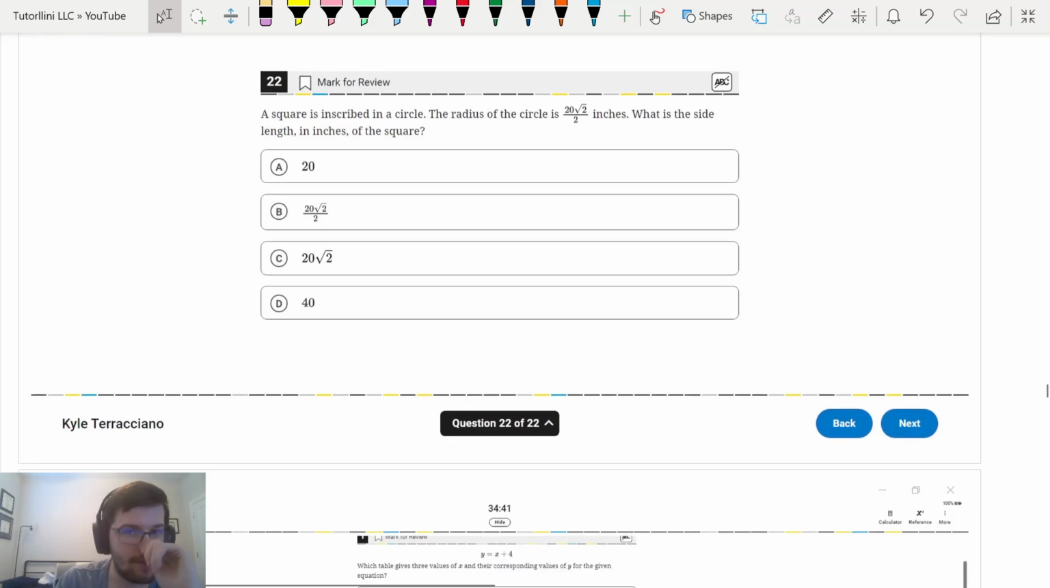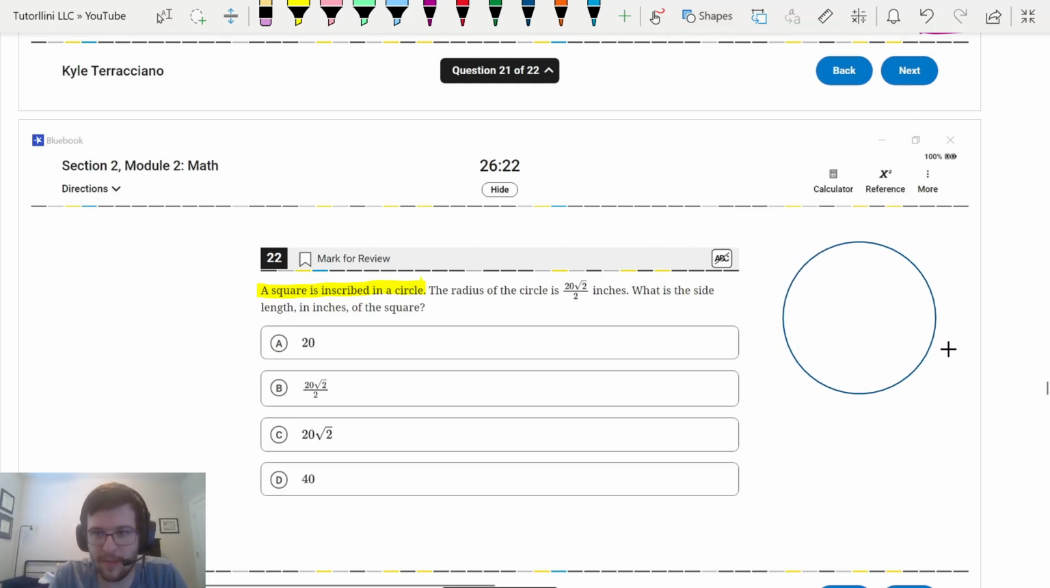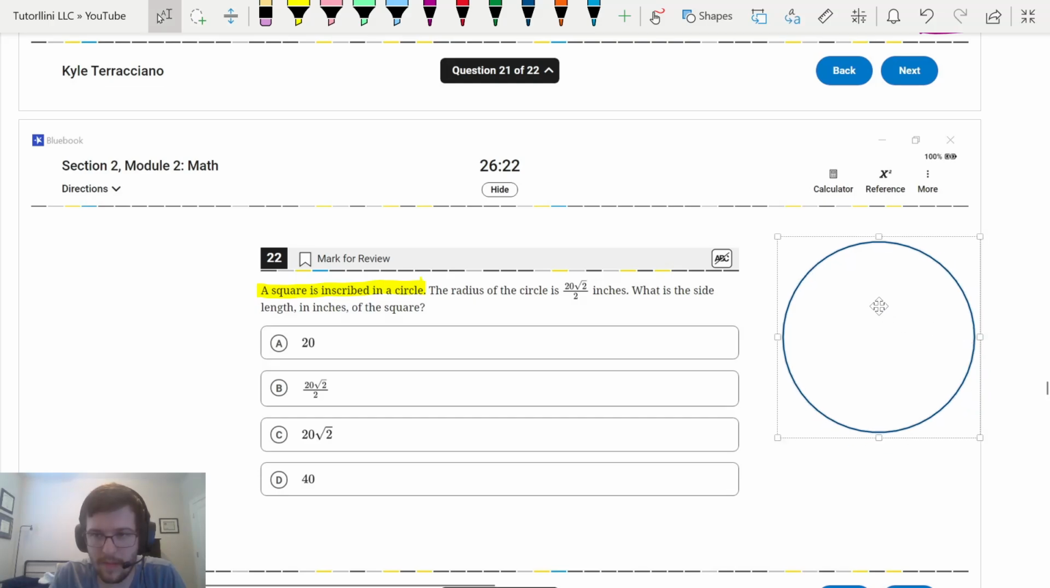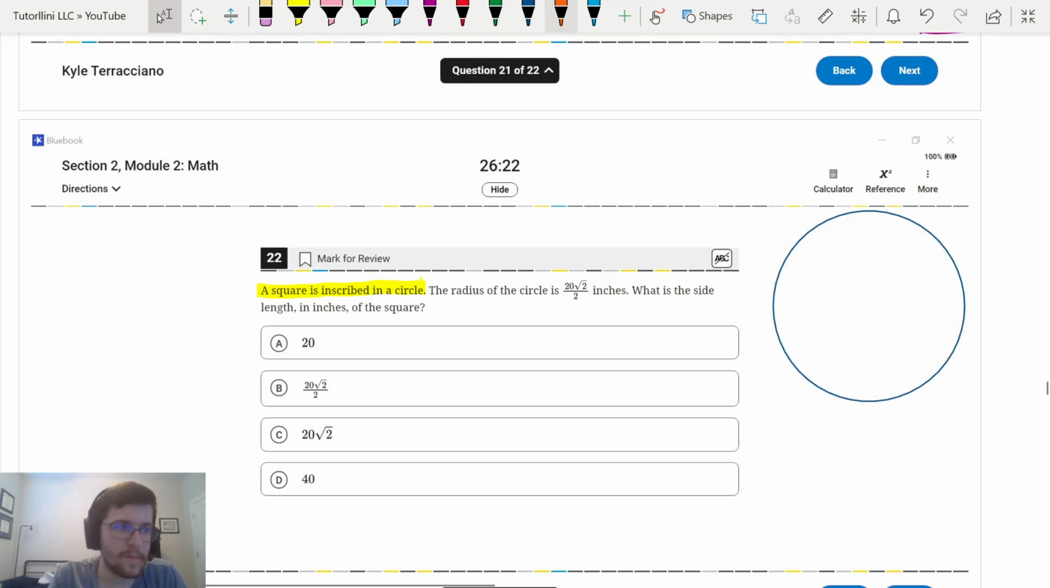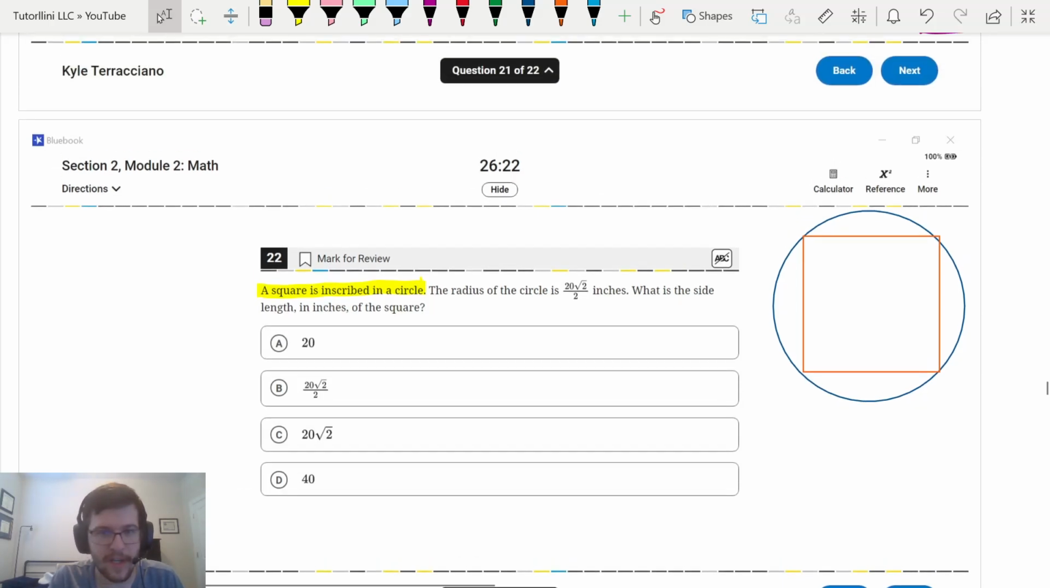All right, last question. So it says a square is inscribed in a circle. So inscribed means it's drawn within the circle. So I'm going to do my best to create a really informal drawing. Not perfect, but, you know, that's pretty good. Okay, so it's inscribed in a circle. So it's inside the circle and its corners touch the edge of the circle. My drawing's not perfect, but you get the idea.